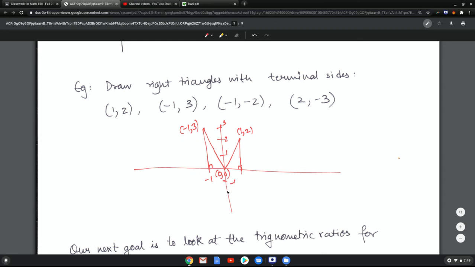Negative 1, negative 2. It's right there. That's my right triangle for (negative 1, negative 2). And then (2, negative 3). It's right here, and that's my right triangle for (2, negative 3). So basically, given the terminal sides, you should be able to draw the right triangle. And then you can see, for example, this is in quadrant 1, this is in quadrant 2, this is in quadrant 3, and this is in quadrant 4.